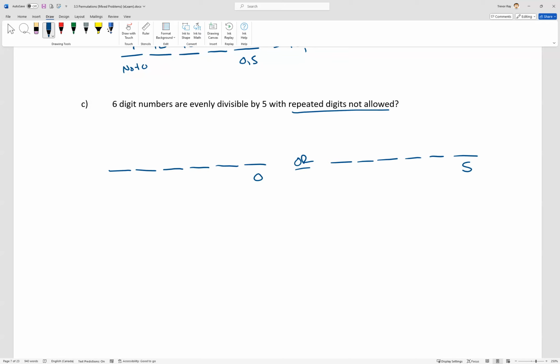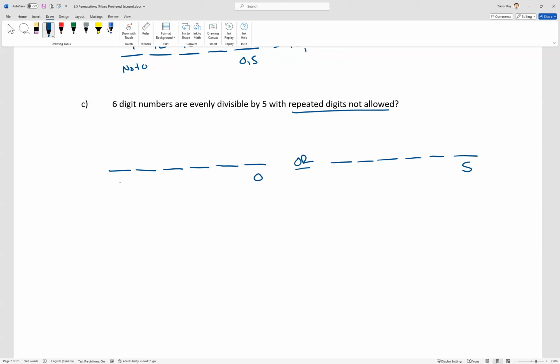The reason I'm doing that is because if in my first scenario I just say the last number can be a 0 or a 5, and then it's divisible by 5, well, since I'm not allowed to repeat digits, if the last number is a 0, the first number can be anything else. It can be 1 through 9. If, however, the last number is a 5, then the first number can't be 5 or 0, so there's one less option. So we actually have to separate this out into 2 separate cases.